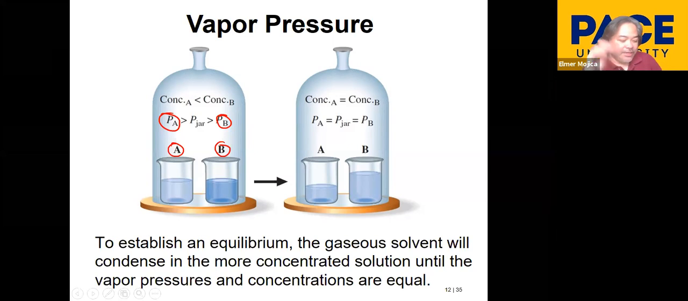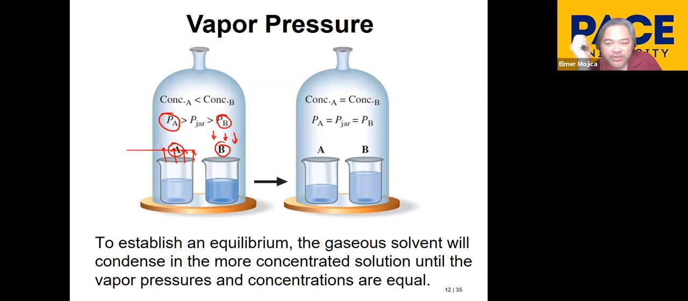Okay, so what happened here? The gaseous solvent will condense in a more concentrated solution until the vapor pressure and concentrations are equal. So what happened here? If the vapor pressure of A is greater than B, that means more of A will vaporize. Okay, so what happened to this vaporization? After some time, the tendency for them is they go to the more concentrated solution.